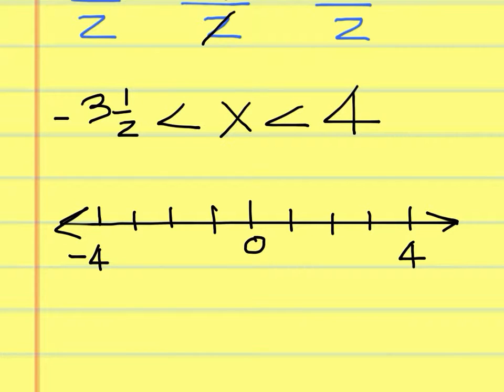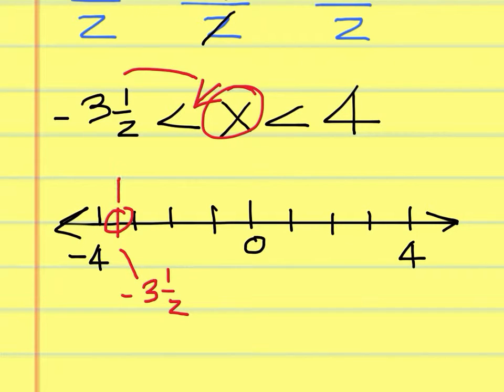Read it starting with x first in each case. X, and the mouth is open to x. That means x is greater than negative 3.5. Here is a negative 3.5. If x is greater than that, it's an open dot, and you go to the right for greater than.